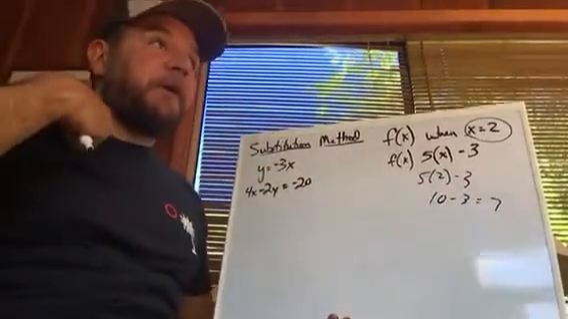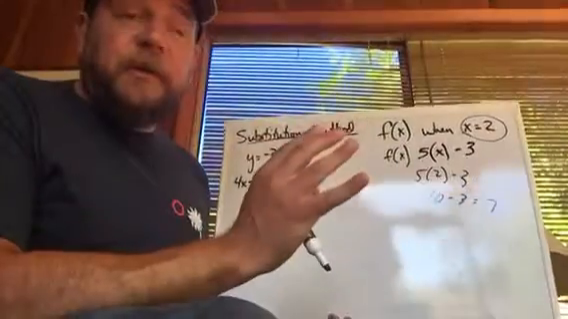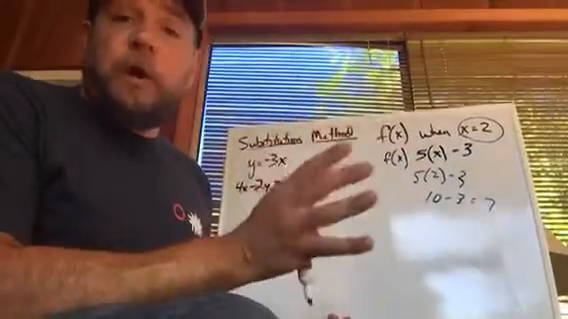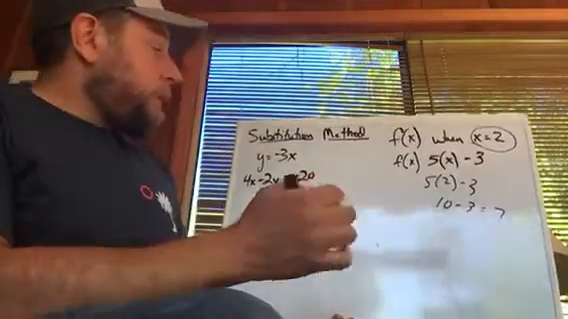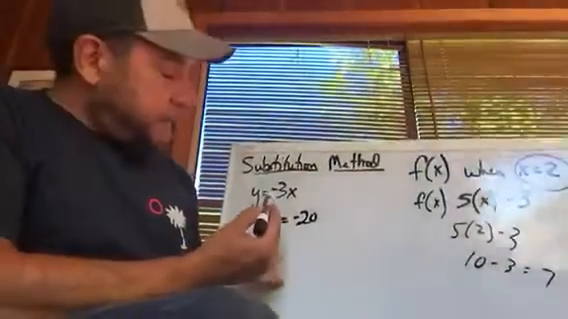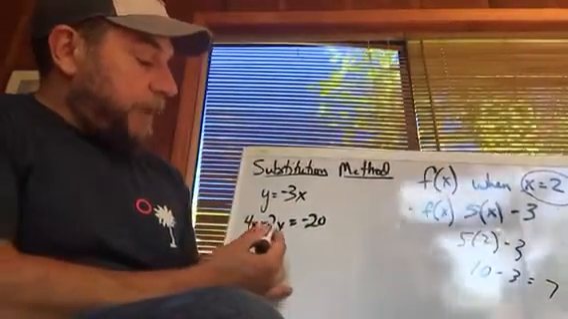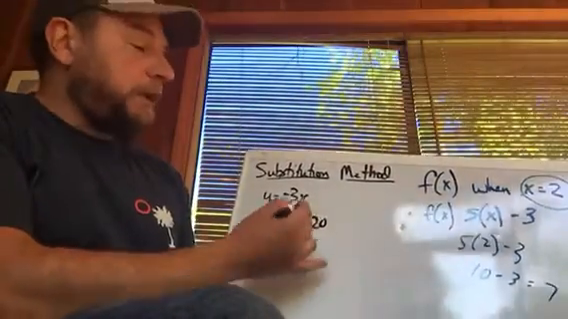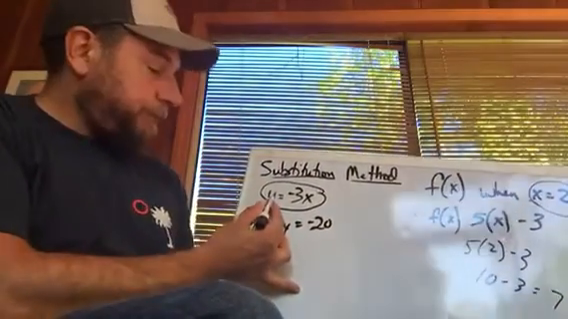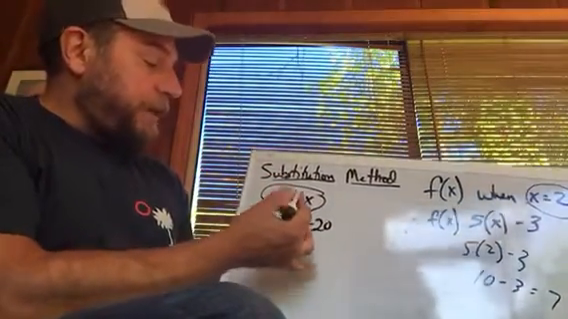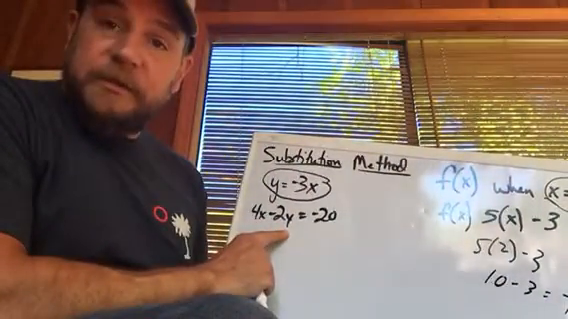All right, so remember, solving for two variables in an equation is very difficult, but if you can get it to just one variable, it makes it more doable. So basically, if we have y equals negative 3x, and we have 4x minus 2y equals negative 20, because this y is isolated, if y is equal to negative 3x, I can replace this y with negative 3x, okay?